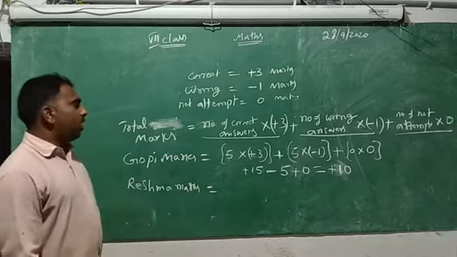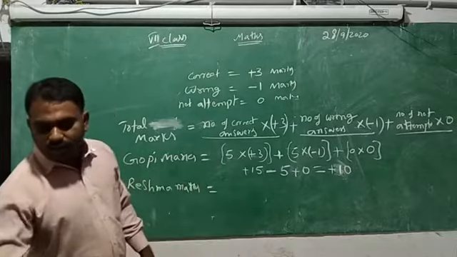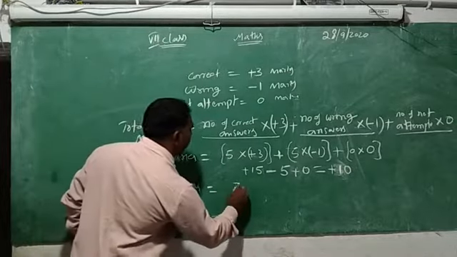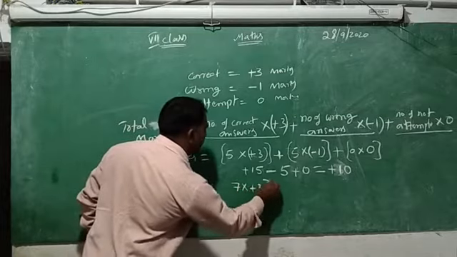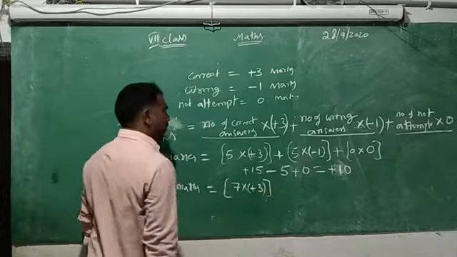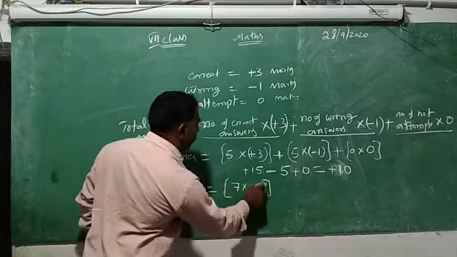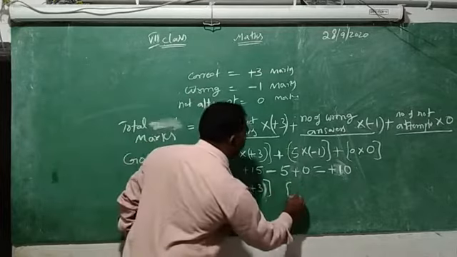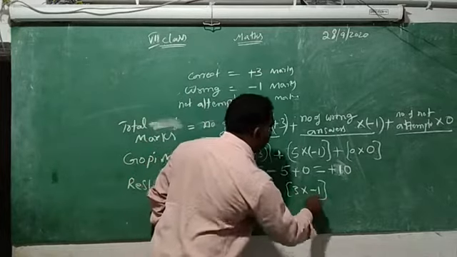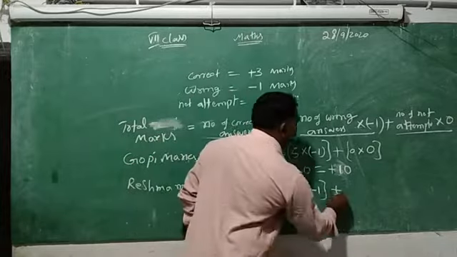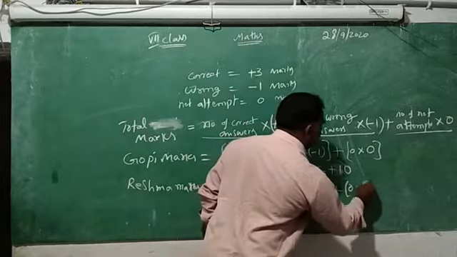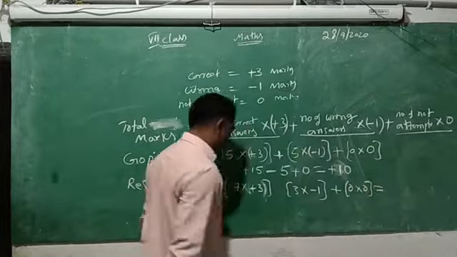We will find out how many correct answers. Correct answers are 7. That's why 7 into +3. This is different. 7 into +3. And wrong answers are 3. That's why 3 into -1. And not attempted questions are 0. That's why 0 into 0.